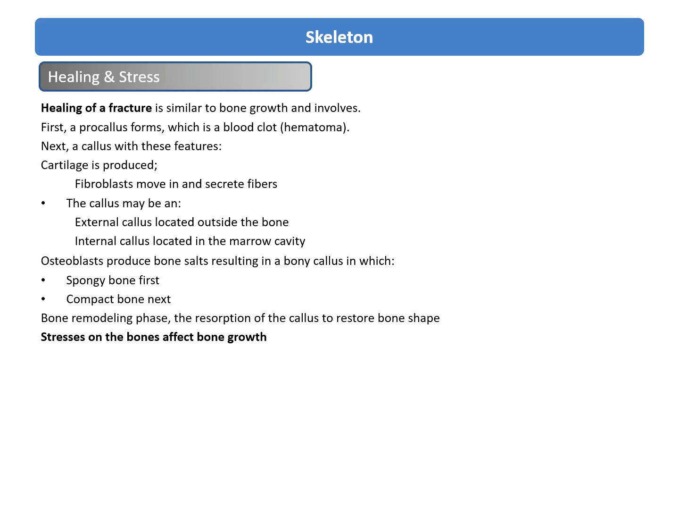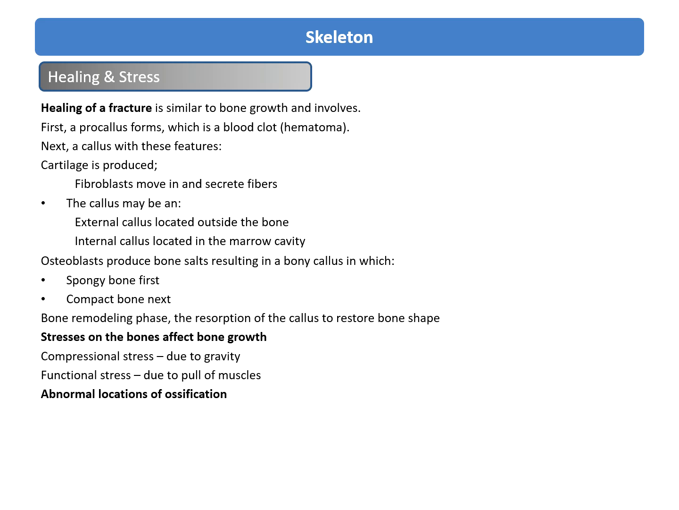Stresses on bones affect bone growth. Compressional stress is the stress due to gravity. Functional stress is the stress due to the pull of the muscles. Also, bone may form in abnormal locations. In soft tissues, it's called a calculus. In arterial walls, it's called arteriosclerosis.